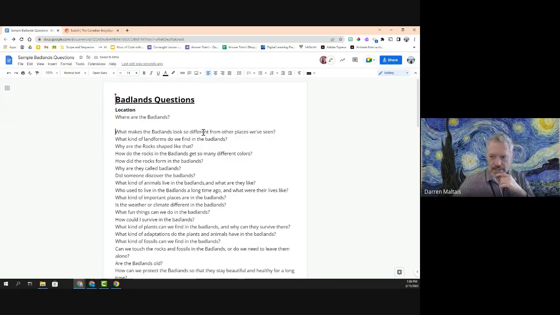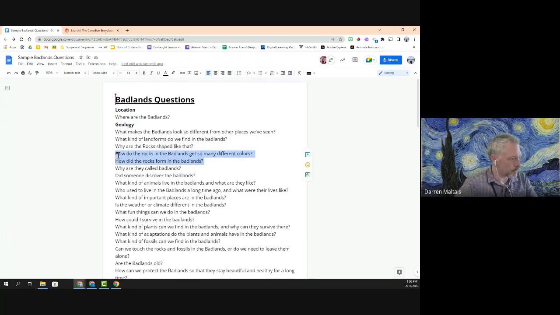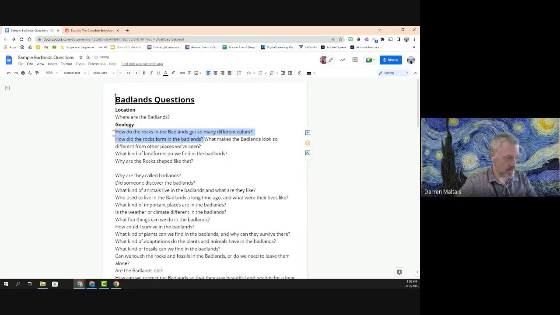What makes the Badlands look so different from the other places we've seen? That's talking about what things look like, and we're talking about rocks here. So maybe we want to use a big science word like geology, talking about what they look like. And I can see we have a lot of rocks, like why are rocks shaped like that, and landforms. Those all have to do with rock shapes and geology. So I'm going to move these, and you can just drag whole sentences like that. Press enter.